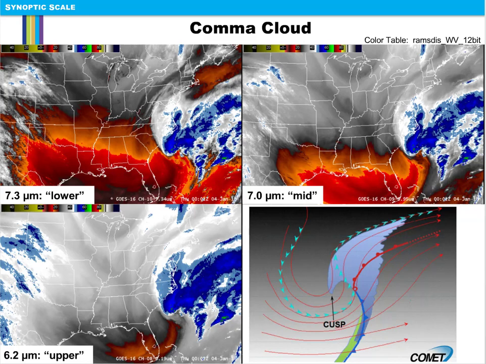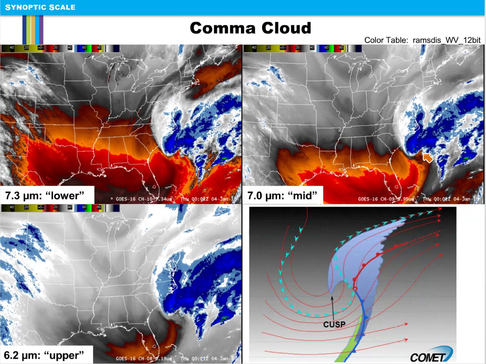A cusp may appear at the end of the comma head. The cusp is located near the upper level low and usually indicates the cutoff low is at least 500 millibars deep. The surface low continues to move cyclonically towards the upper low. In fact, when you observe a cusp, draw a line from the end of the cusp to the edge of the warm conveyor belt. This is where the surface low most likely exists.